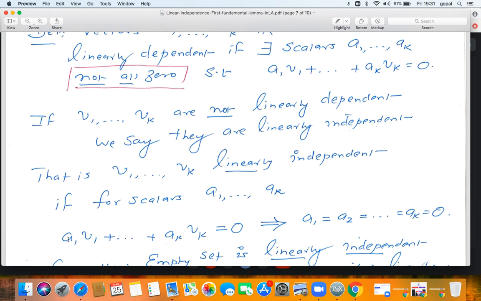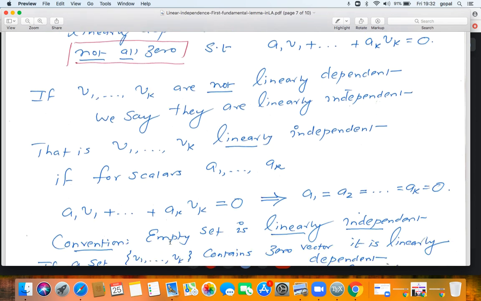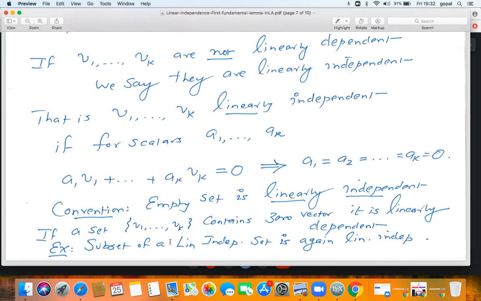Linear independence means the only way I can create 0 out of these vectors is to take all the coefficients to be 0. That is, a1 v1 plus a2 v2 plus ... plus ak vk equal to 0 implies a1 equal to 0, a2 equal to 0, ..., ak equal to 0. Convention, very important convention: an empty set is considered to be linearly independent.